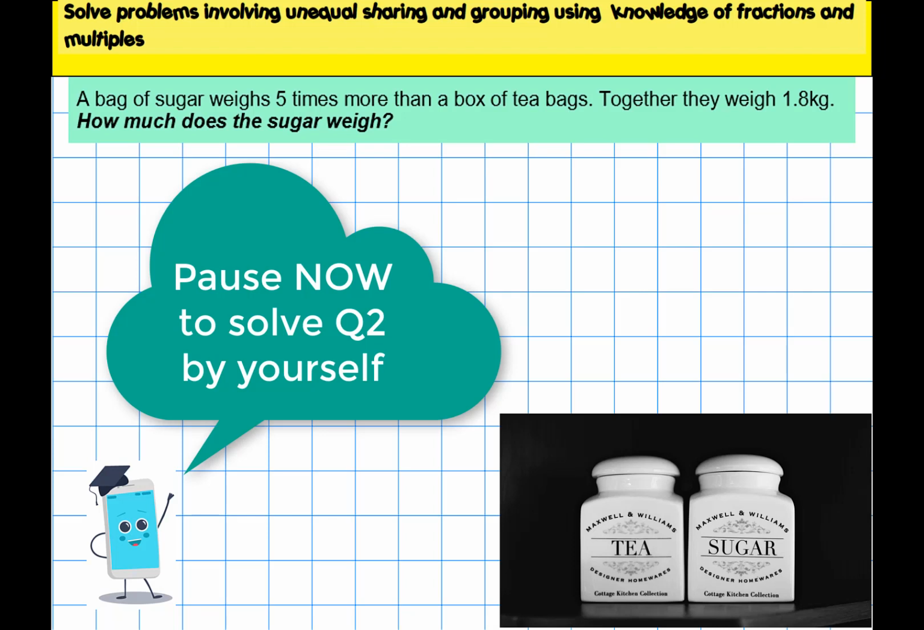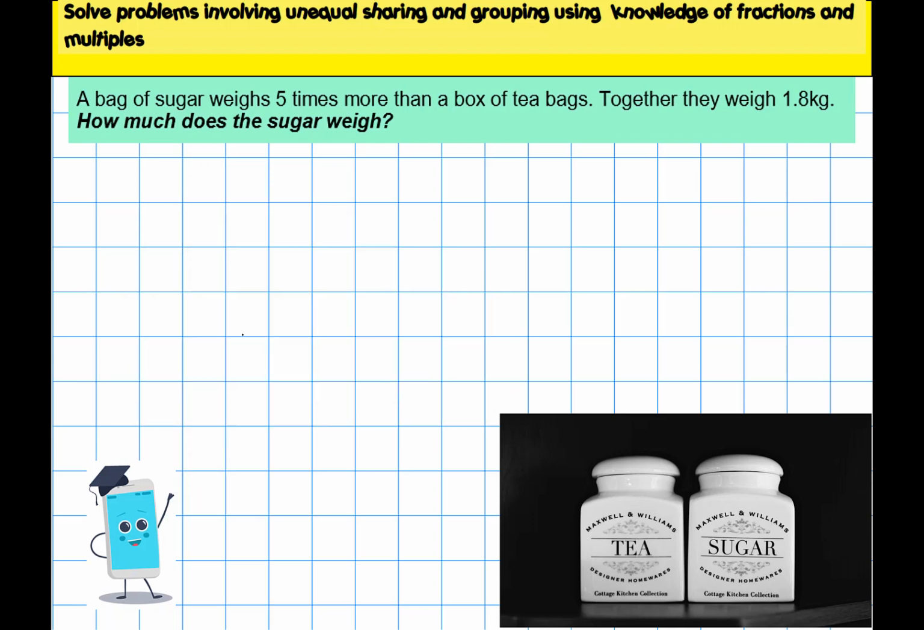Okay, I'll go through a couple more examples, so pause when you're ready to give it a go yourself. A bag of sugar weighs 5 times more than a box of tea bags. Together they weigh 1.8 kilograms. How much does the sugar weigh? So sugar to tea. 5 times more means 5 to 1. That's 5 times more than that. Remember, I like to write the total here. I'm going to put W for weight.